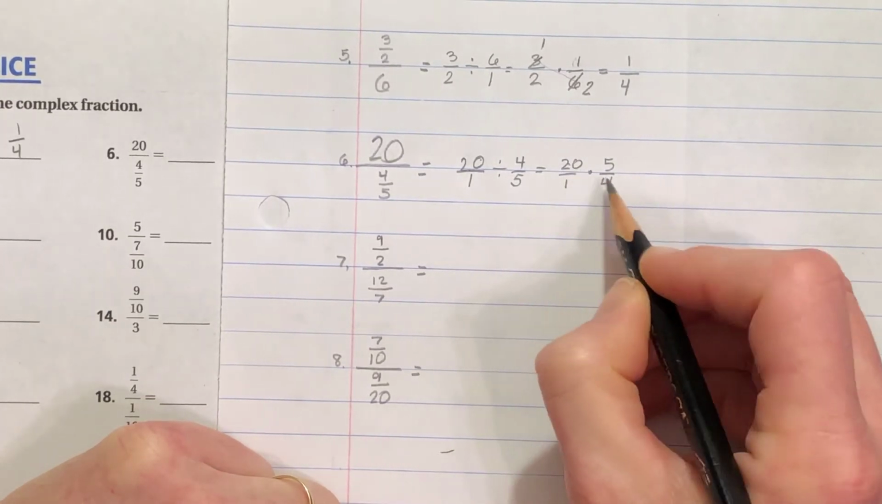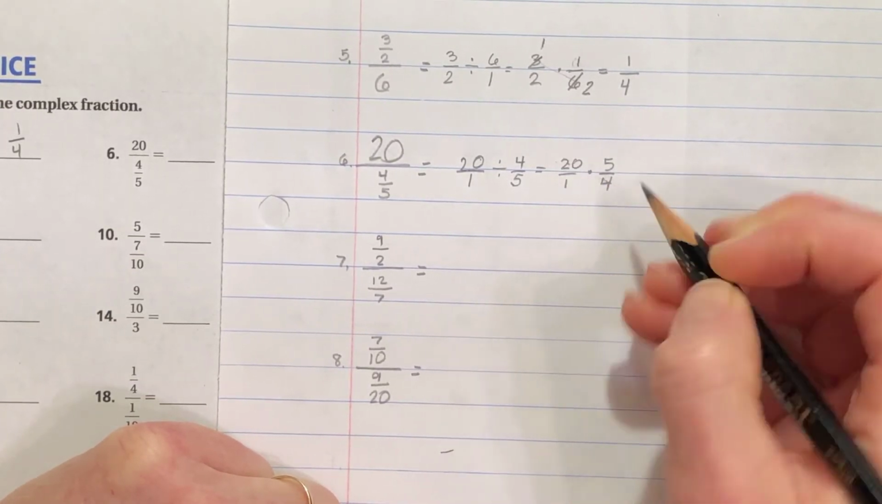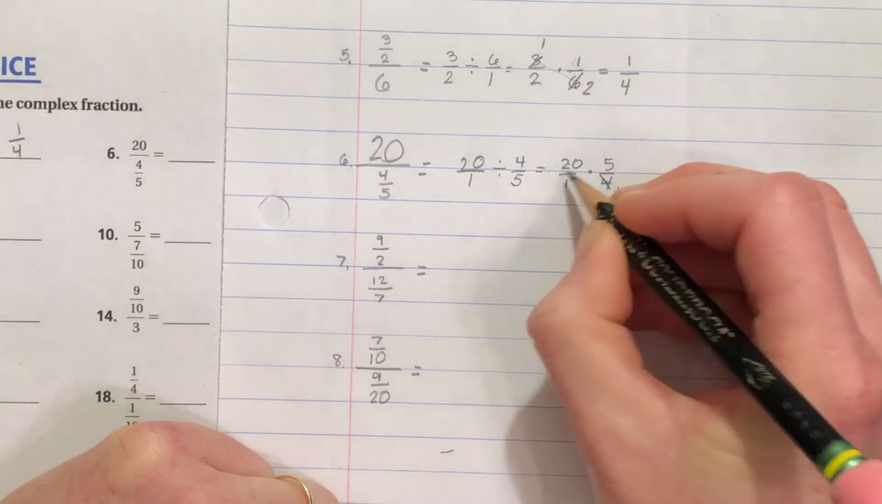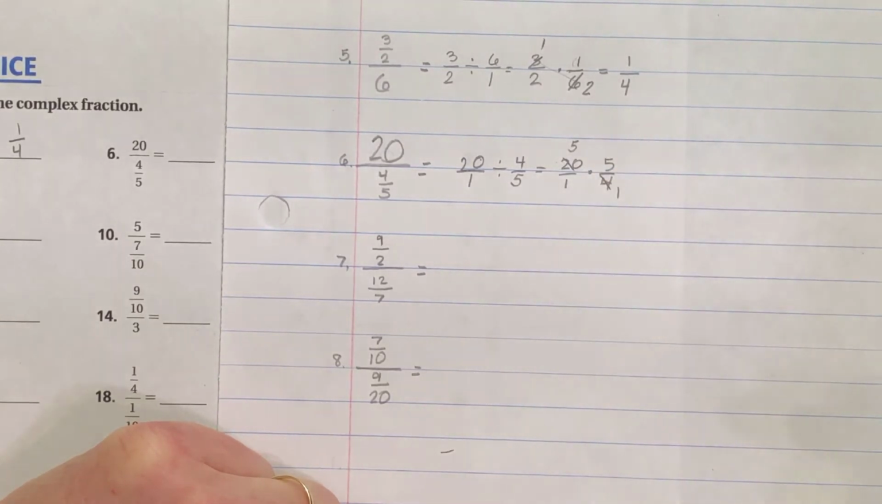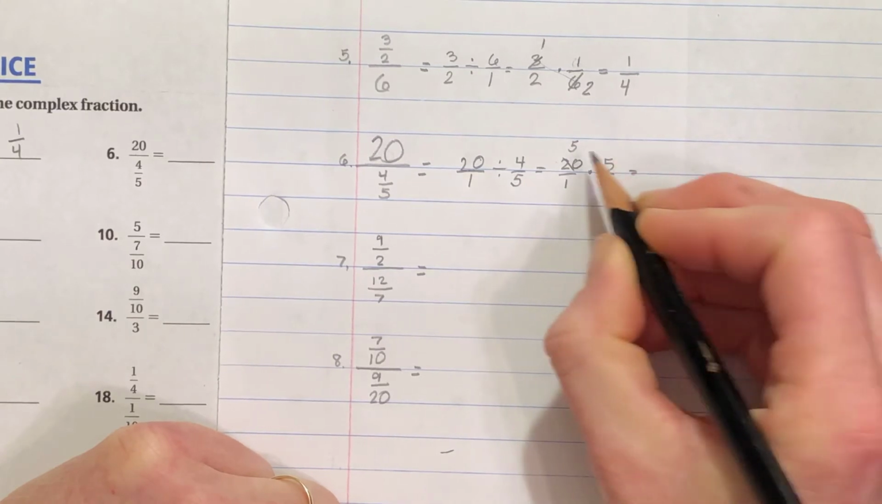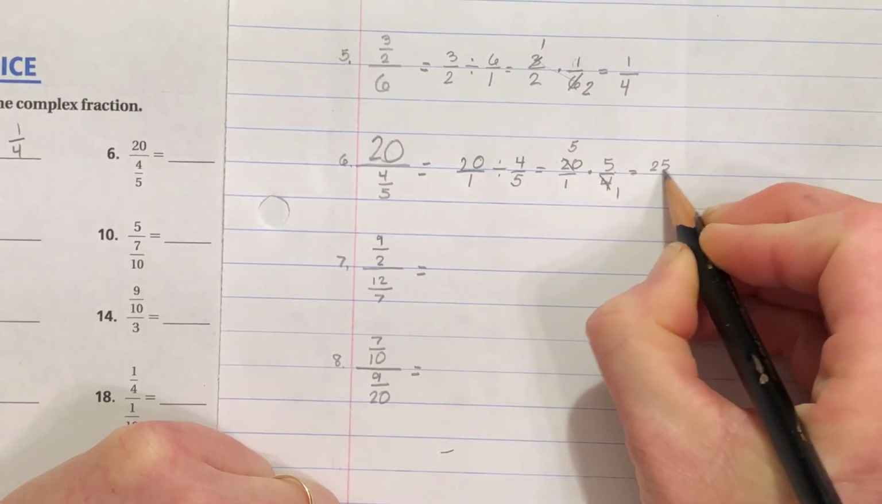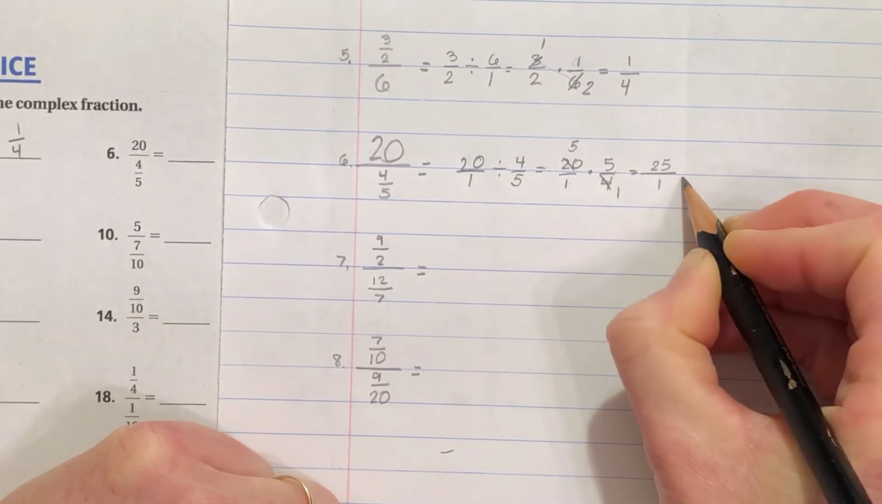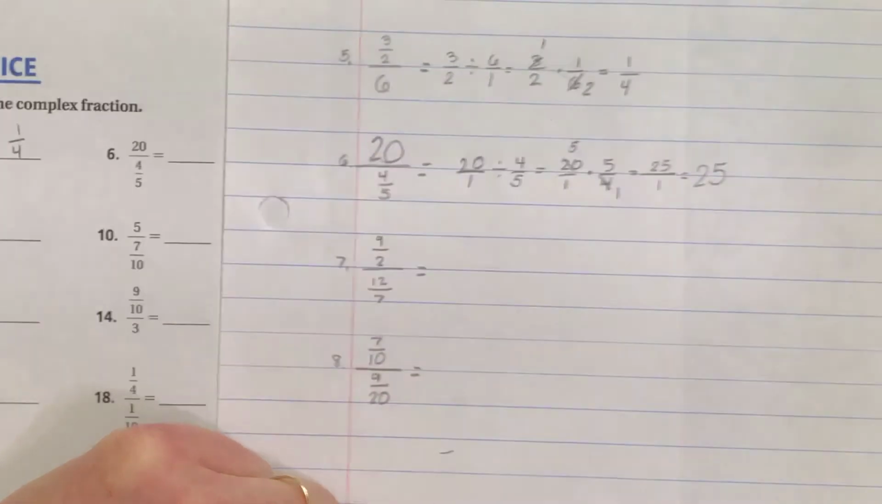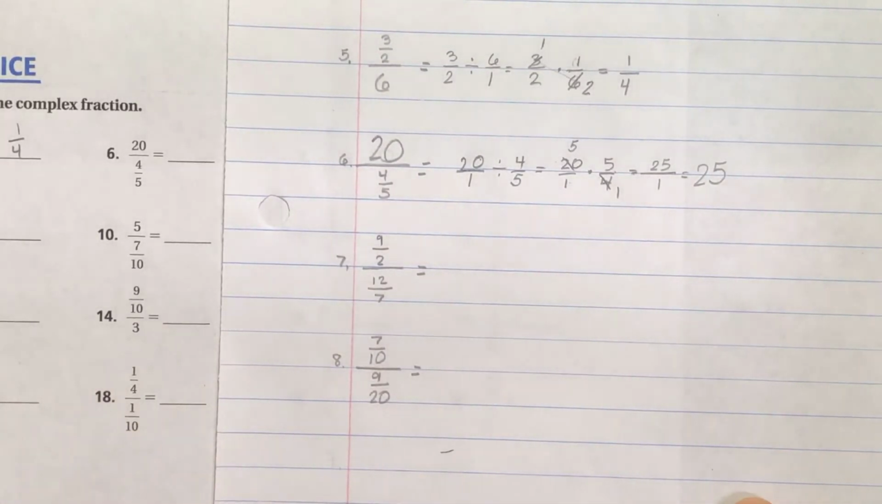And I can cross-reduce here. They both reduce by 4. 1, 5. 5 times 5 is 25. 1 times 1 is 1, and we get 25 as our final product. Our final answer is a quotient because we're dividing.